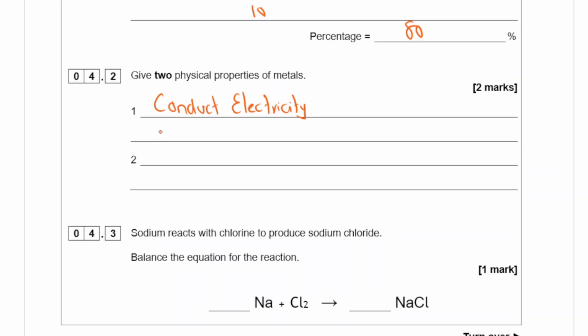They conduct thermal energy or heat, right? Conducts heat. They are ductile, meaning that it can be drawn into wires, similar to chewing gum. So if you pull it, it becomes really thin and more like a string. Have high melting point.